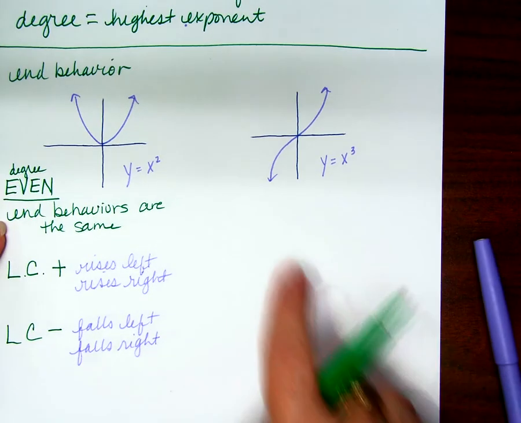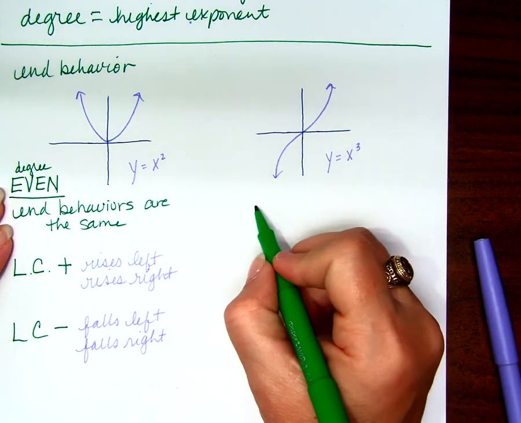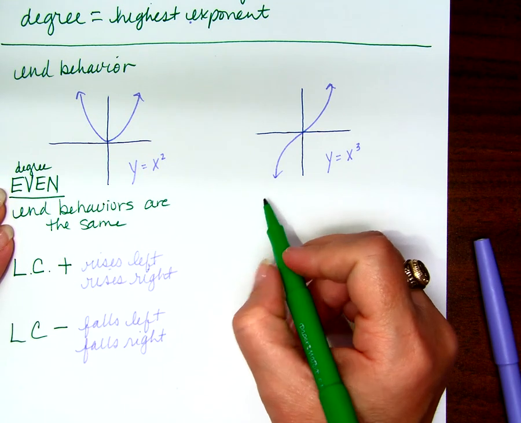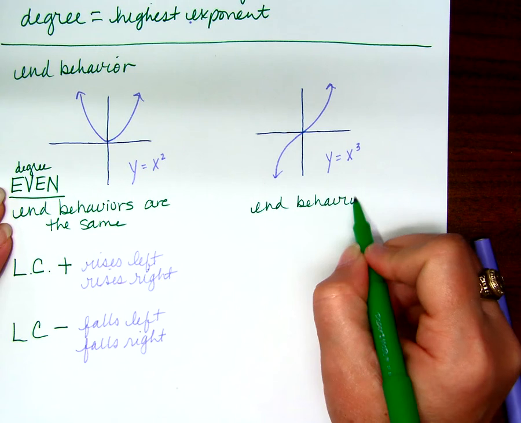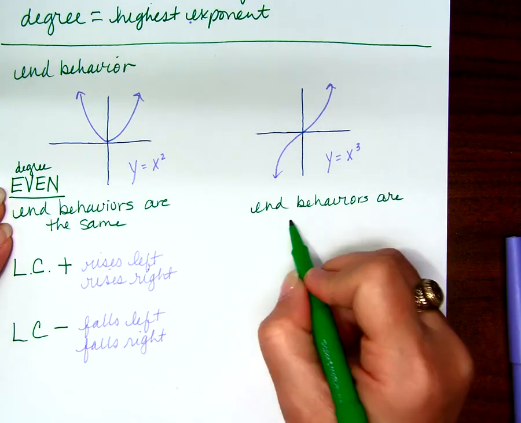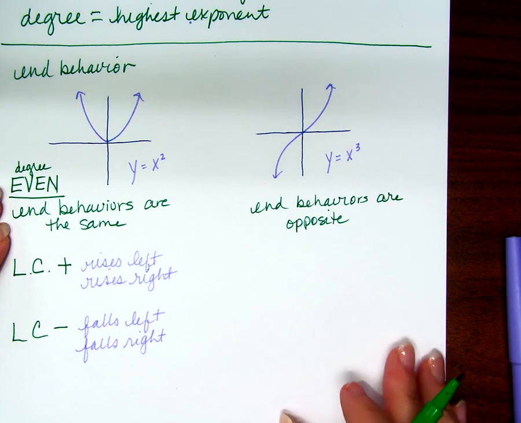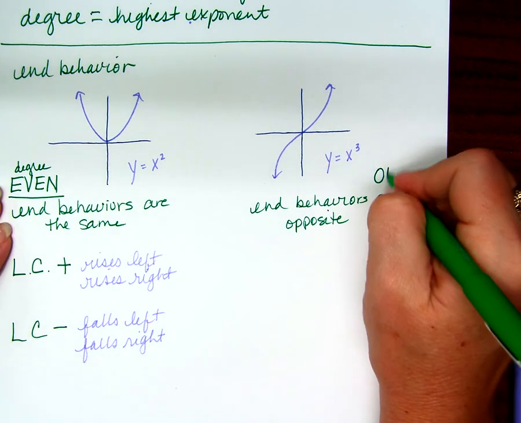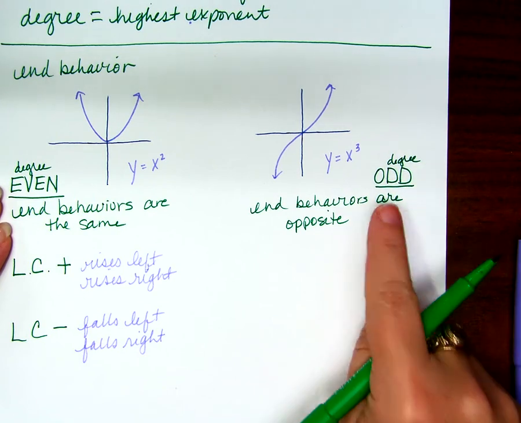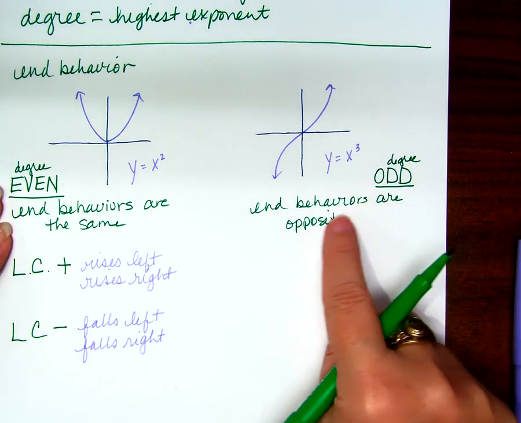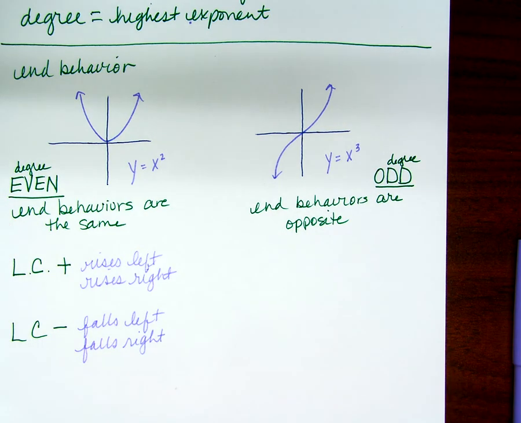So what do you notice about the end behaviors right here? So then they are opposite. End behaviors are opposite. Well, what's really cool about this, though, is all of these work when the degrees are odd. And look, odd degrees are opposite. It's like some alliteration.